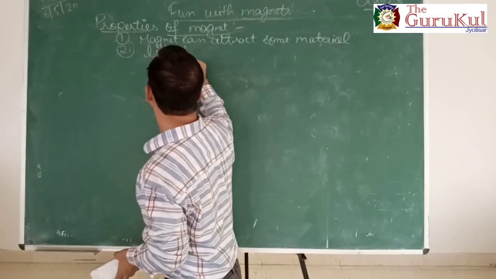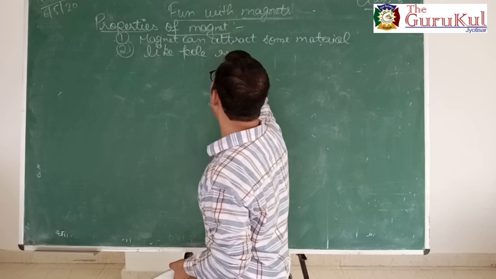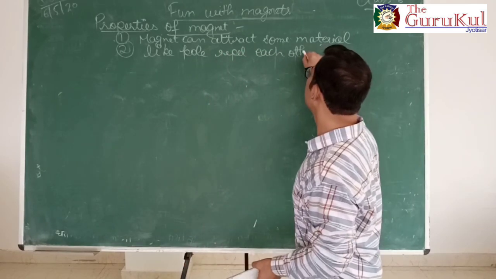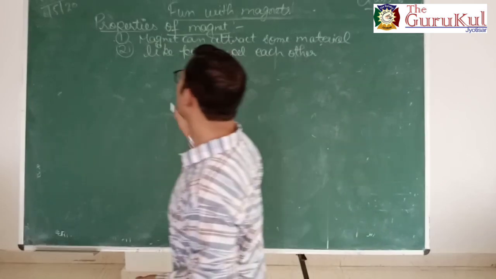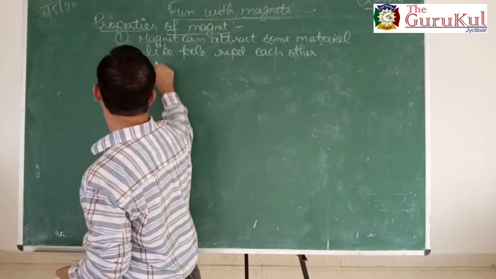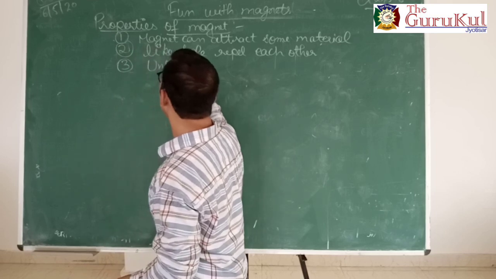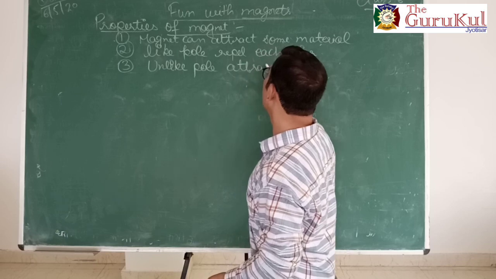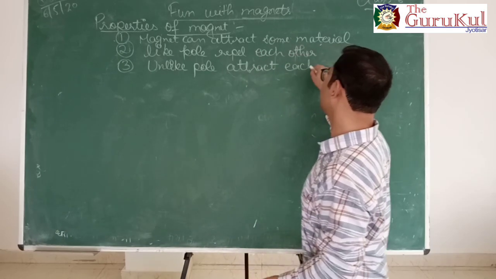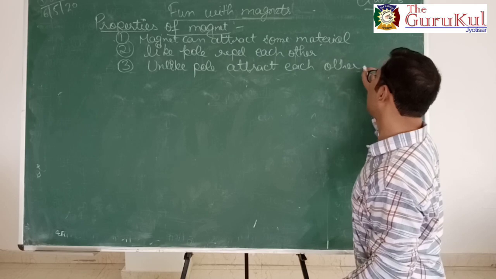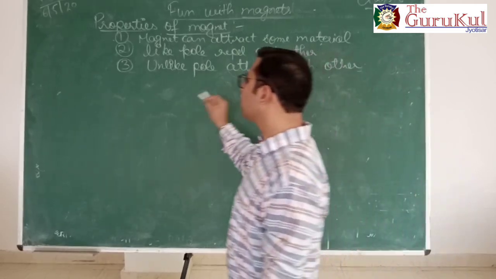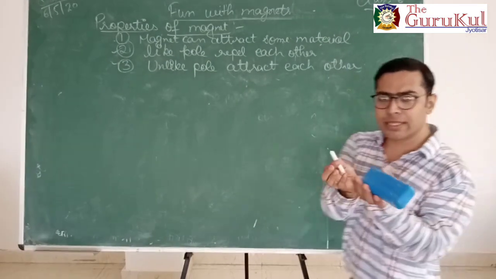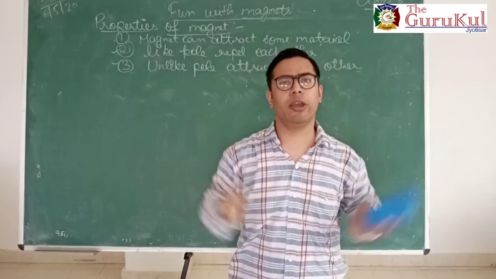Like poles repel each other. Third property, unlike poles attract each other. Now what do these 2 points mean? Like poles repel each other. Repel means they are sending it away, moving away from each other.